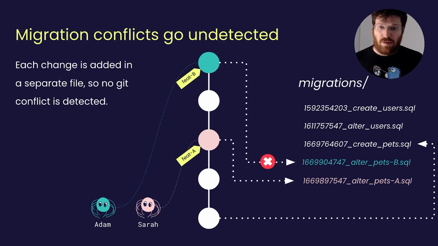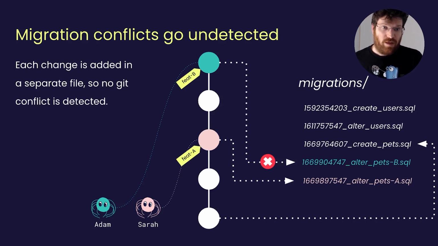For example, in this slide, you can see Adam and Sarah. Adam is working on feature B and Sarah is working on feature A. They each create a new migration file at a different time, so they each get a different file name for their migration file, and they will both be able to merge their change without conflict.